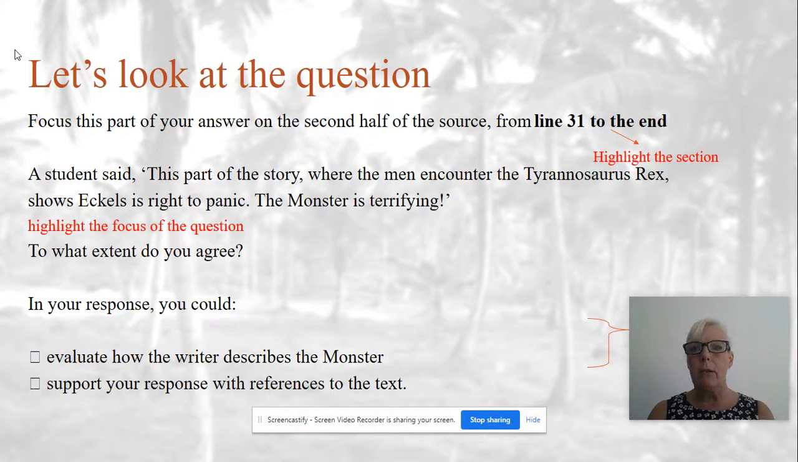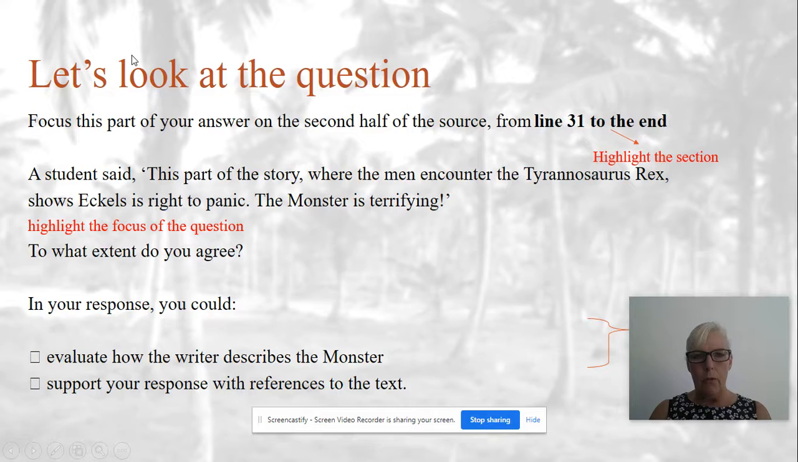We always agree. I always recommend that you agree. Don't try and disagree unless you really are writing an A star, a grade 9 answer. Otherwise you're going to find it quite difficult to get a grade.